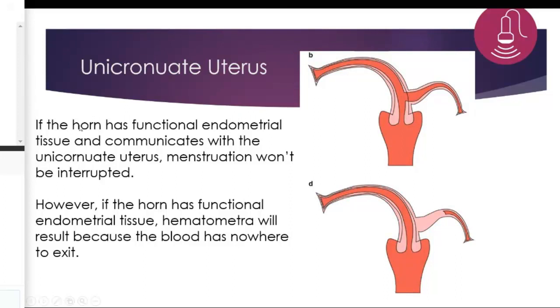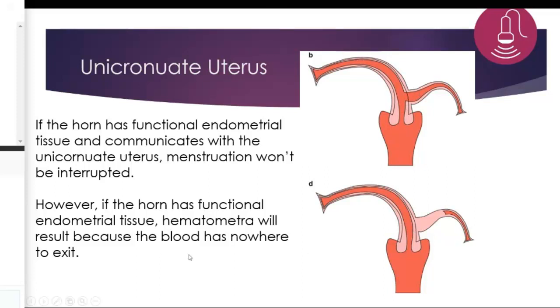So that rudimentary horn, if the horn has functional endometrial tissue and communicates with the unicornuate uterus, menstruation won't be interrupted. So this is a unicornuate uterus. We have that one normal horn to the left. And then we can see in this image there's a rudimentary horn here. And it looks like that rudimentary horn's canal connects to the unicornuate uterus canal. So the blood, when the patient is menstruating, can flow from that rudimentary horn down through the cervix into the vagina. So there's no interruption there.